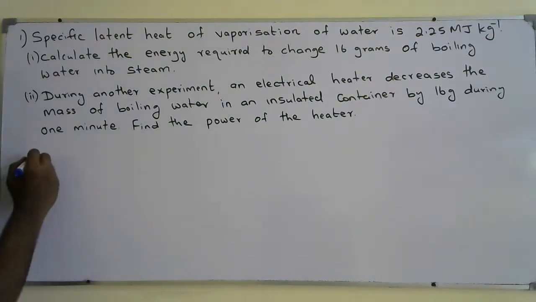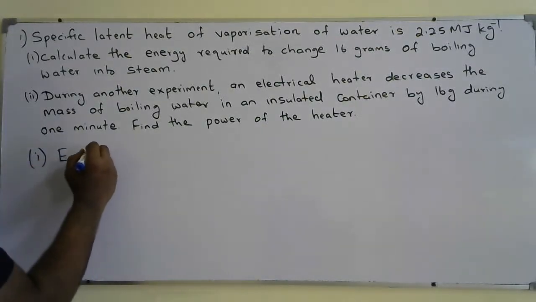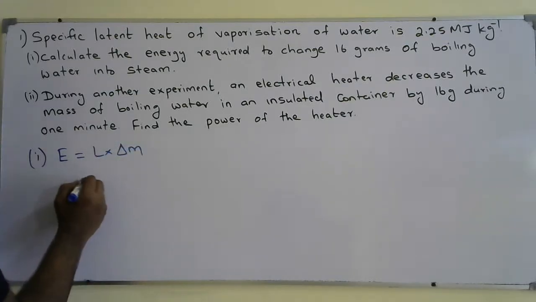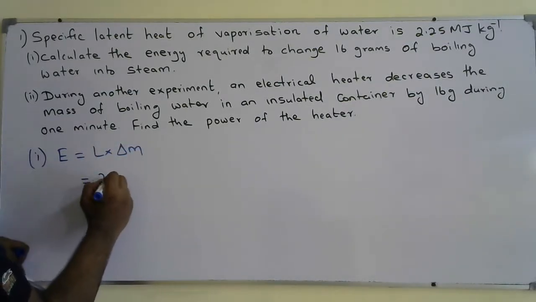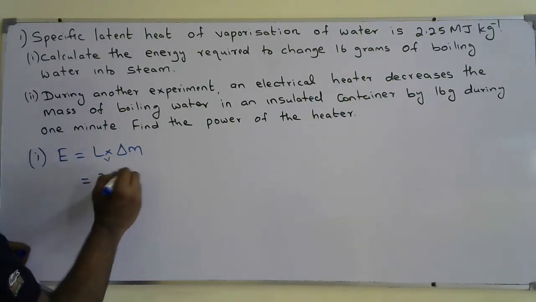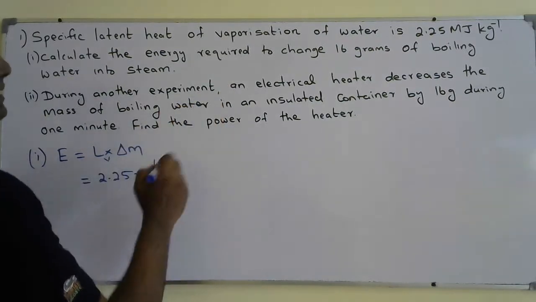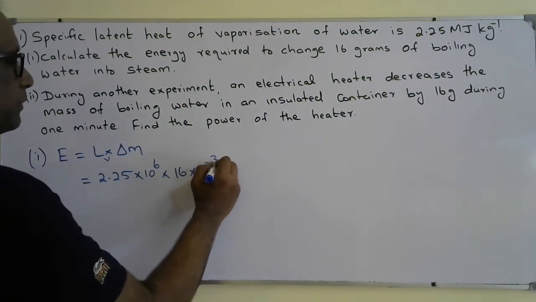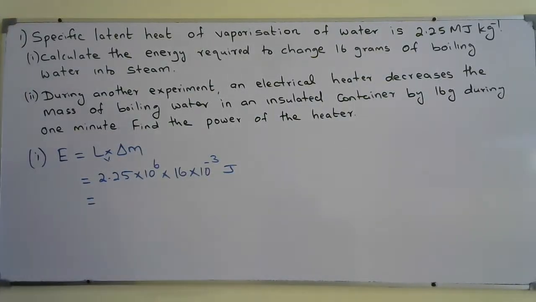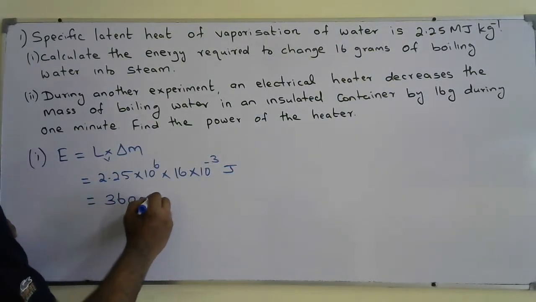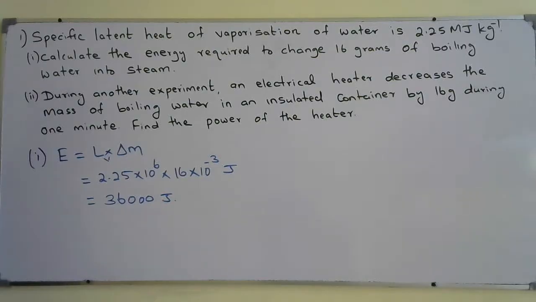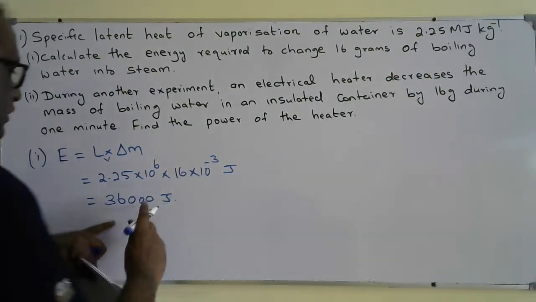So that's very simple. E equals L times delta M. For L, the latent heat of vaporization, we can put 2.25 times 10 to the power 6 joules per kilogram. Delta M is 16 grams, 16 times 10 to the power minus 3 kilograms. Solve it and you'll get 36,000 joules. That's the answer for the first part. This is the amount of heat required.